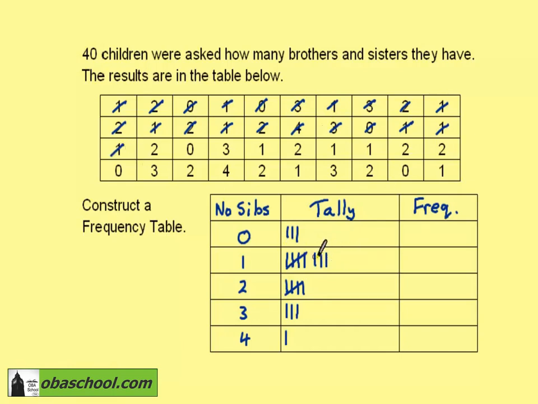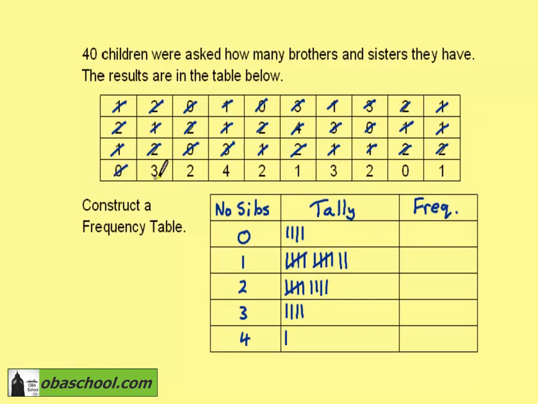In the third row we have a 1, a 2, a 0, a 3, a 1, a 2, a 1, followed by another 1, a 2, followed by another 2.